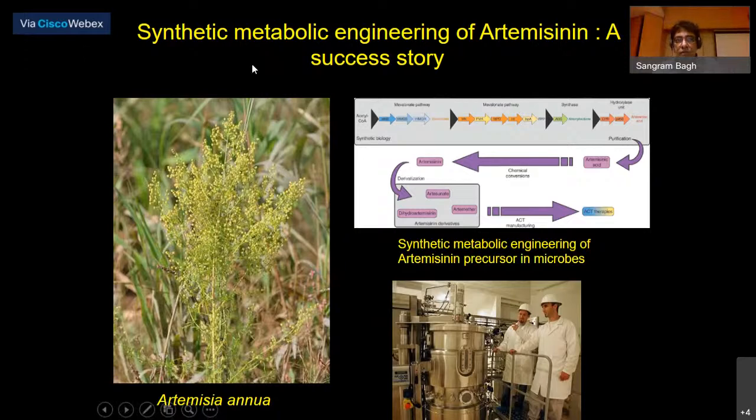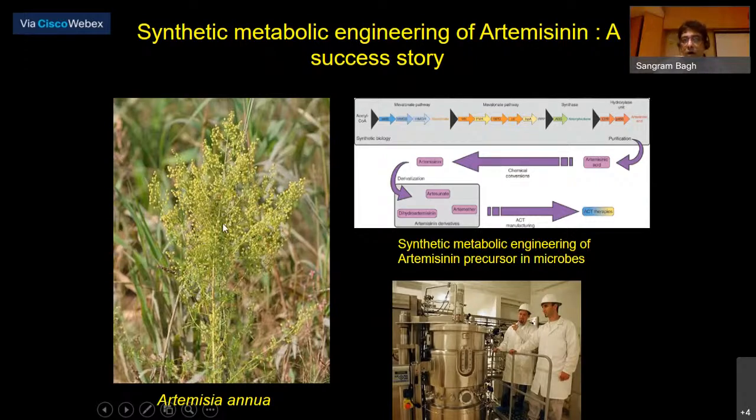For example, one of the success stories is the production of artemisinin. Artemisinin is a drug for malaria. And you probably know that a few years back, a Chinese lady got the Nobel Prize for discovering artemisinin as a medicine for malaria. But artemisinin is very, very costly because it is produced from the plant called Artemisia annua, which means you have to extract the artemisinin from it. Extracting from a plant, you can imagine, is a very costly business. So artemisinin is a very costly drug.